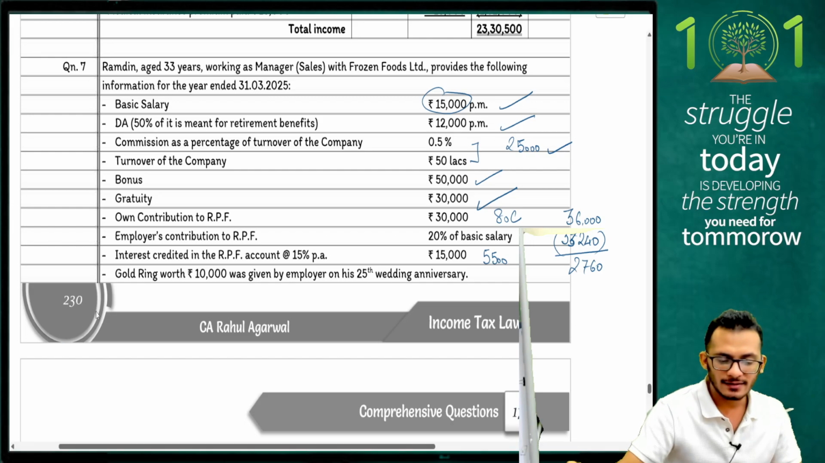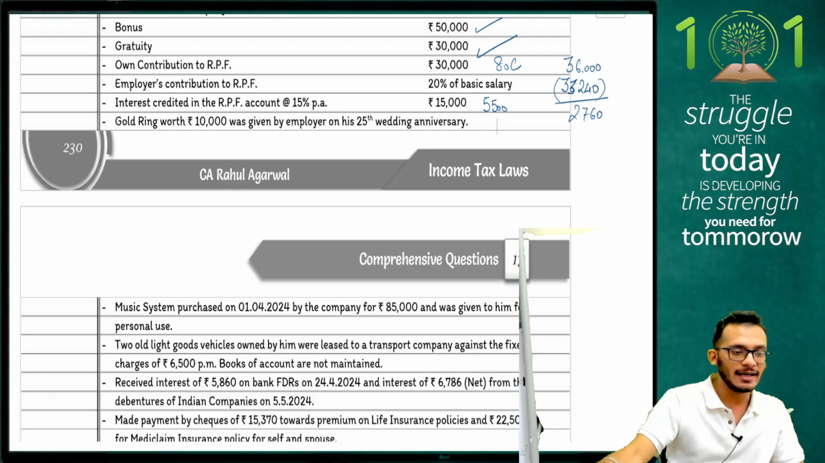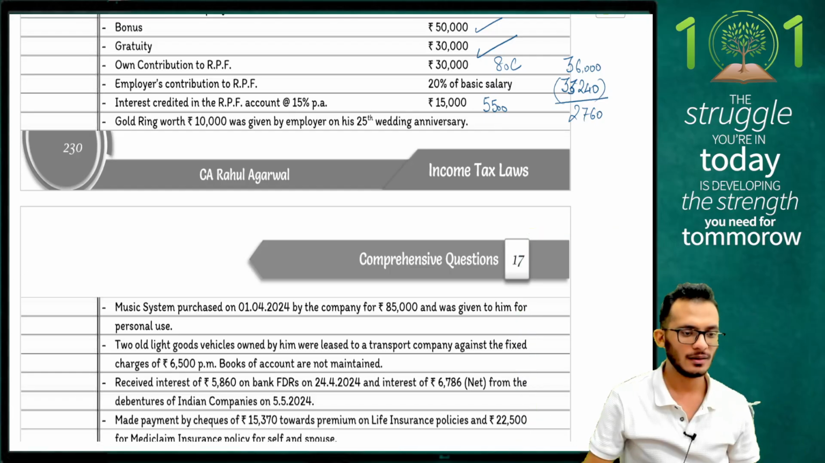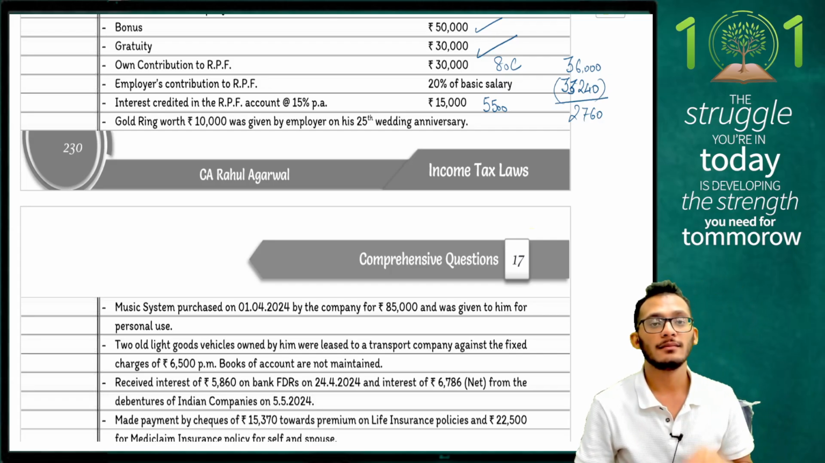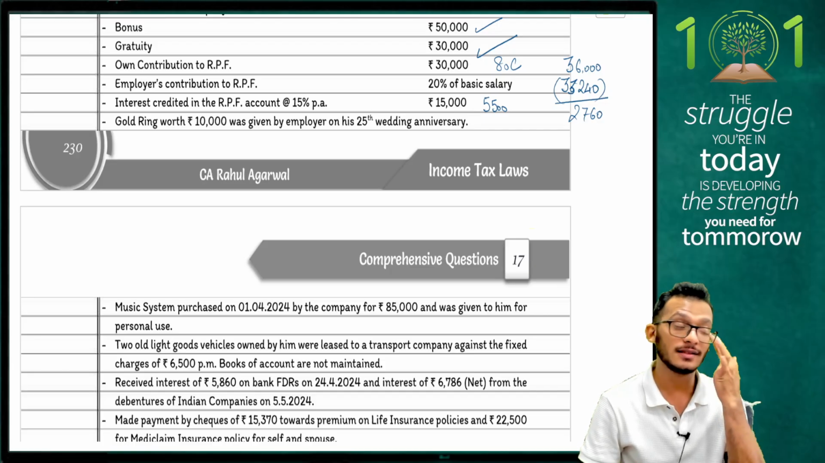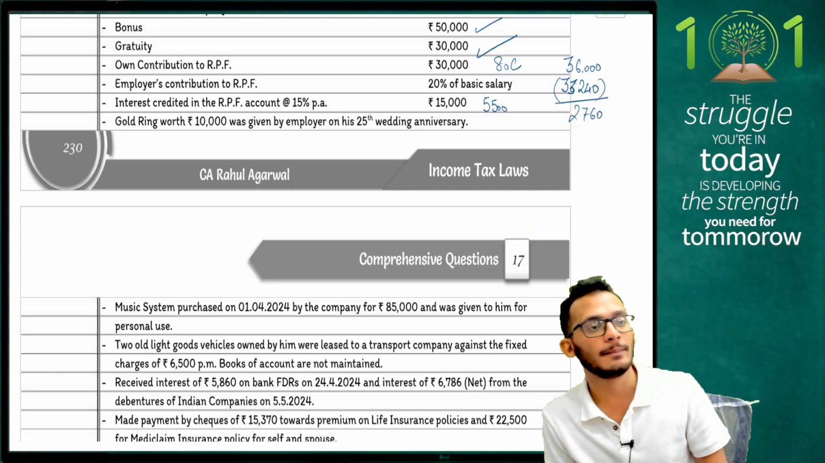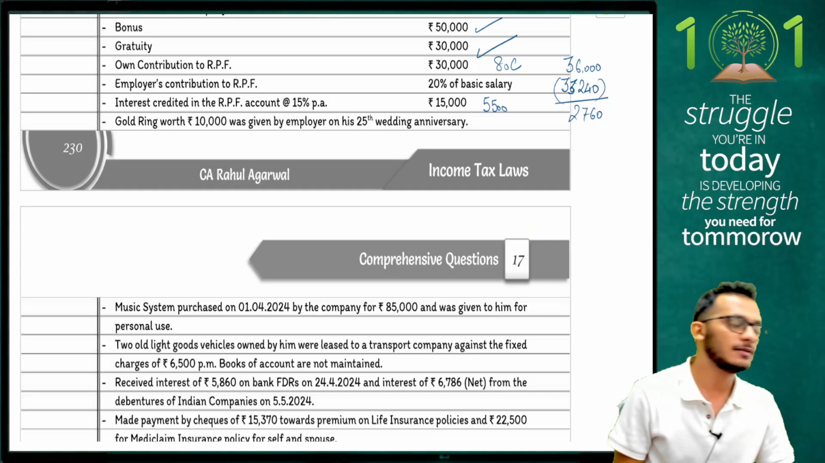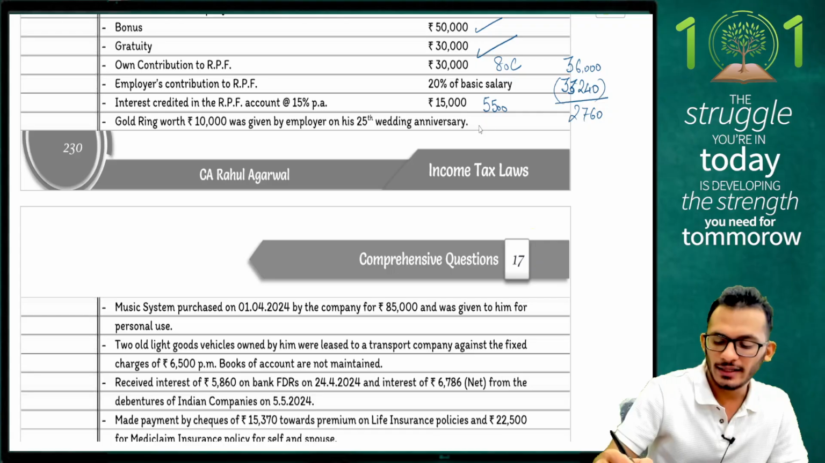Next, a gold ring worth 10,000 was given by his employer on his 25th wedding anniversary. What will I do? It is more than 5,000, so fully taxable. Gifts received from employer by employee are fully taxable unless they are less than 5,000. Therefore, fully taxable.